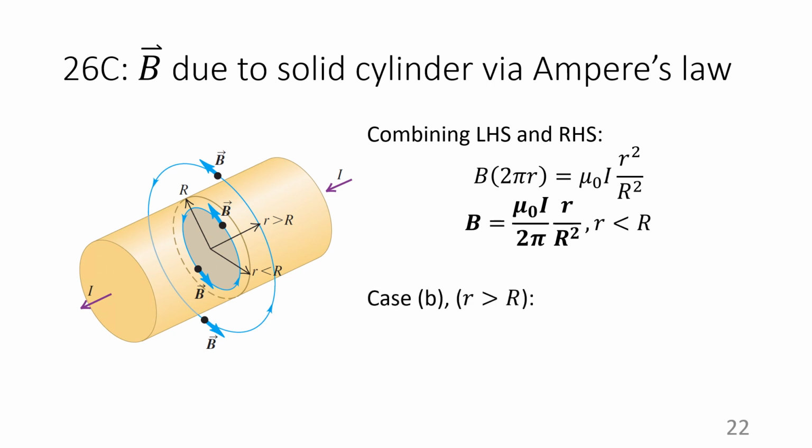For the second case, we employ the same process but with a different Amperian loop. It's the much larger one, as you can see on the left. It's the circle with the radius small r greater than big R. Now, we end up with the same left-hand side, right-hand side pair from the previous case. And it's just equal to B times 2 pi r is equal to mu naught times I enclosed.